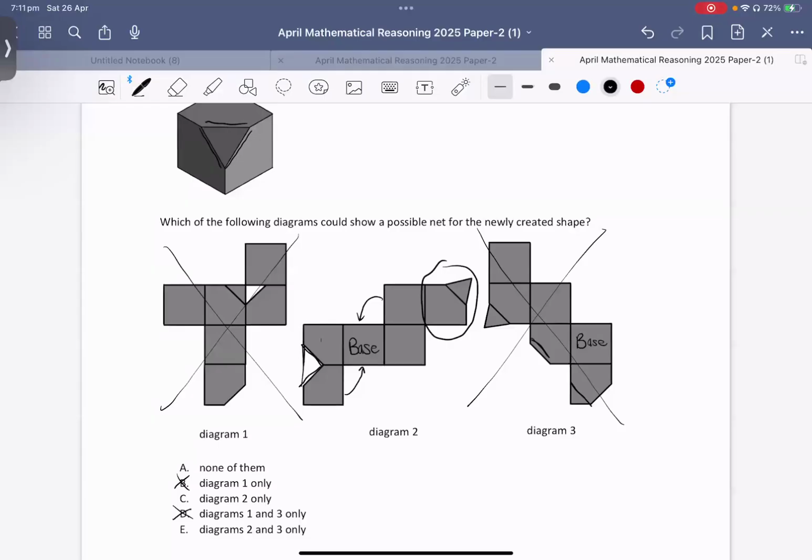Let me repeat that one more time. When you fold this side in, this other side here is going to fold into where I've drawn the arrow. This one here is going to fold into the top there, right? Because this will become the other side and this guy will fold on down. That means that this guy here will swing over the top. He'll be the top face and that little flap there will touch where we want it to be. Okay, so the answer here is diagram 2 only.